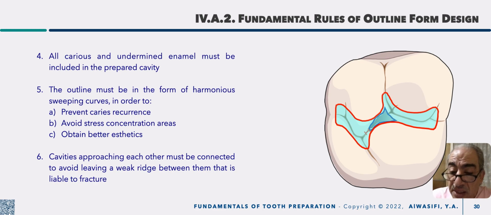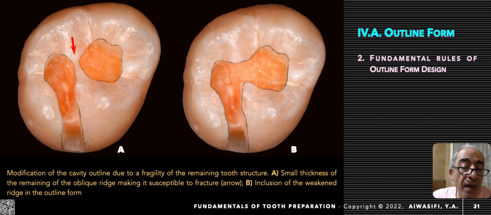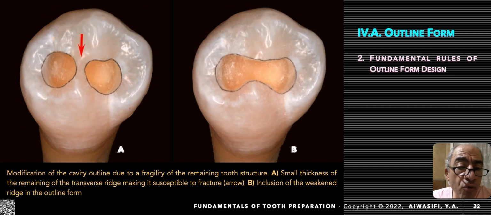Let us discuss this photo. Another upper 7: when we prepare 2 separate cavities and after removing the caries, we discover that the oblique ridge becomes very thin and may fracture. According to this rule, connect them. In a lower 4, where you have a transverse ridge, when you prepare 2 small snake-eye cavities but the ridge becomes very weak, then in order to prevent its fracture, open it.